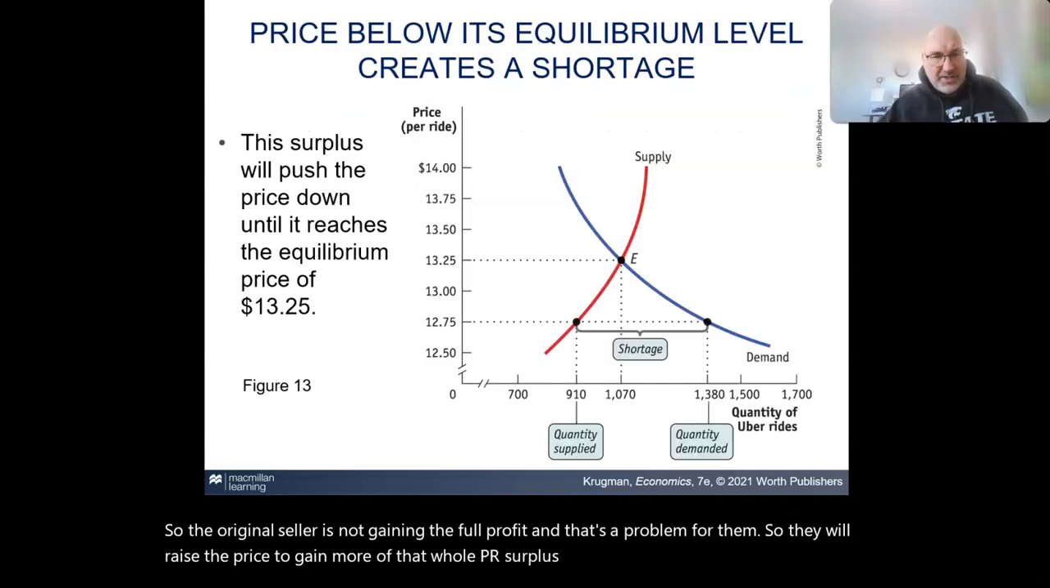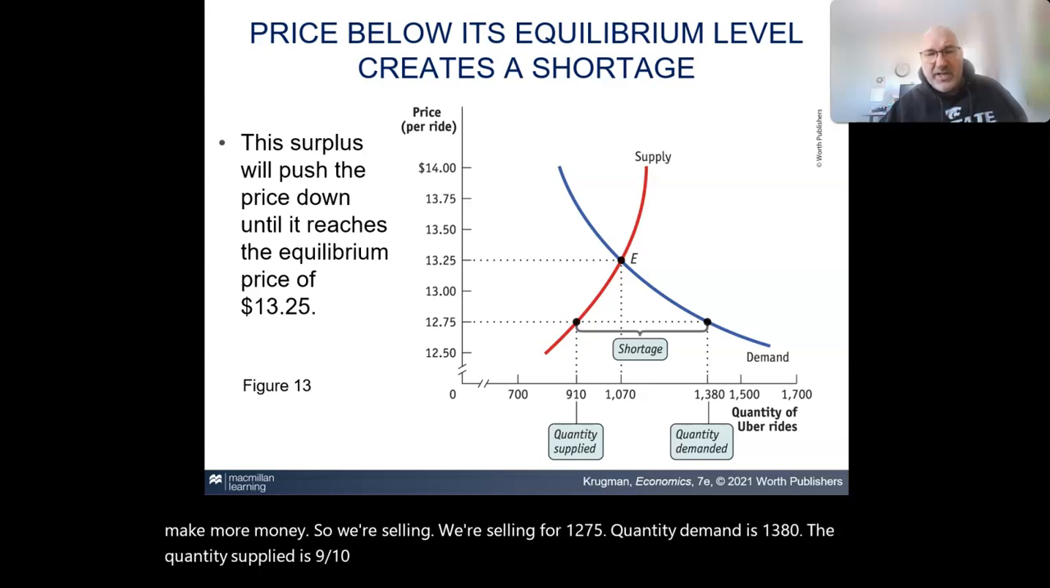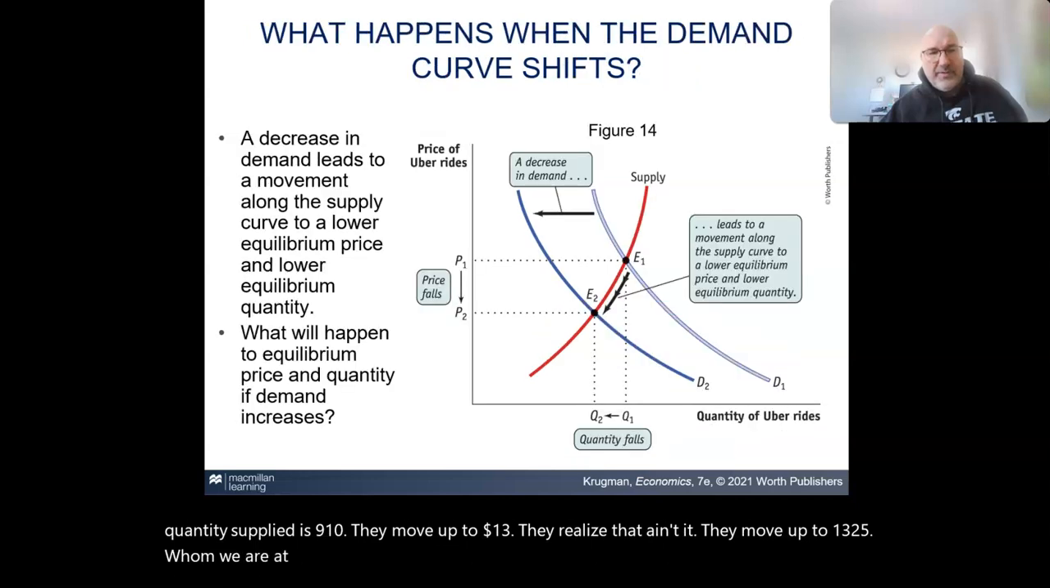So they don't last. Sellers realize they can make more money. So we're selling for $12.75. Quantity demanded is 1,380. The quantity supplied is 910. They move up to $13. They realize that ain't it. They move up to $13.25, and boom, we are at equilibrium.